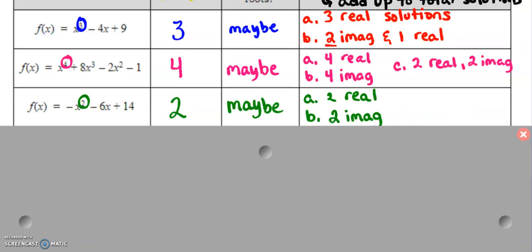All right, next one has a degree of 2. So again, maybe there could be some imaginary. And because there's only 2, either both of them are going to be real, or because the imaginaries have to come in pairs, both of those 2 are going to be imaginary. All right, pause before you check on the next one.